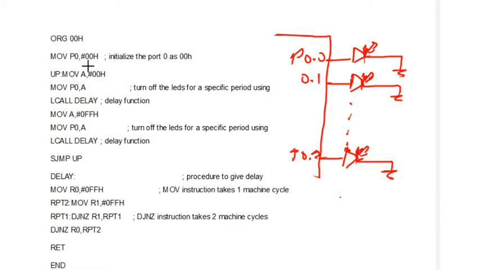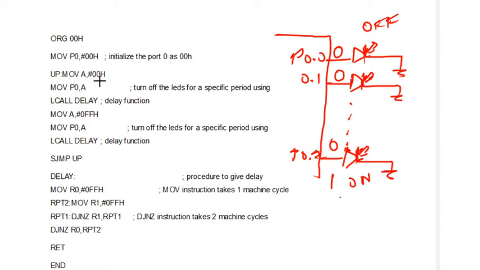Usually port 0 is initially made 0, so that all the LEDs are off. Once you do that, load the accumulator with 00, because we need to turn off the LEDs. A value of 0 makes it off because there is no current flow. Only when you make it 1 does it become on. So 1 makes it on, 0 makes it off. That's a simple technique here.